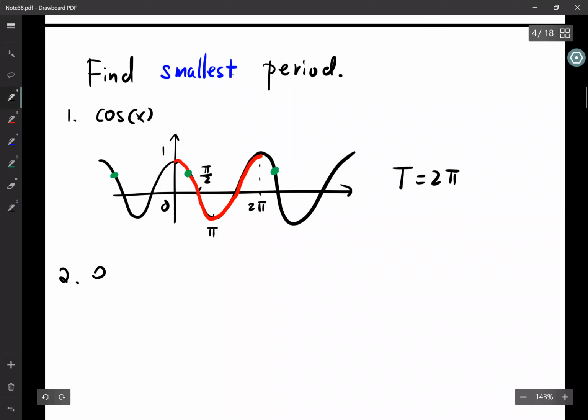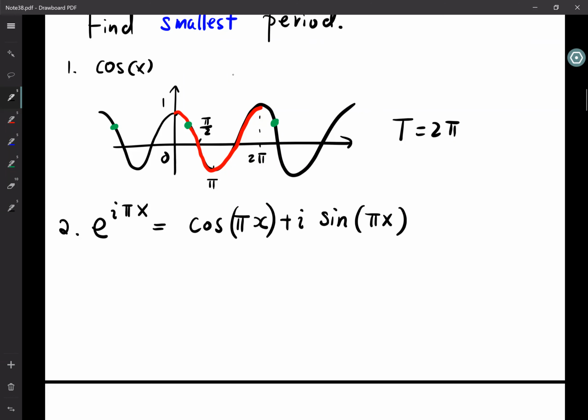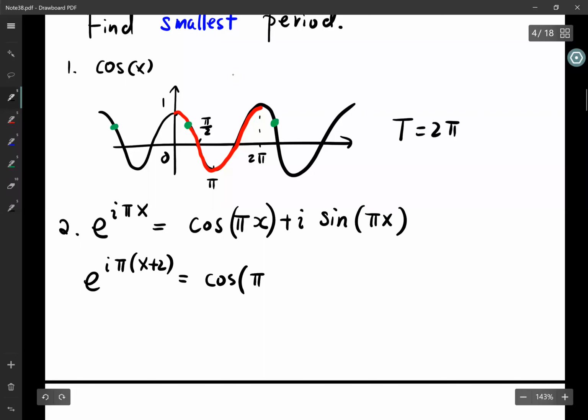Let's look at example 2. And let's say e to the i pi x. How do I figure out this thing? So first of all, we can use, let's say, the Euler formula. This is cosine pi x plus i sine pi x. So we know that the period of this thing is really 2 pi. So we can verify x plus 2: this is really cosine of pi x plus 2 pi.